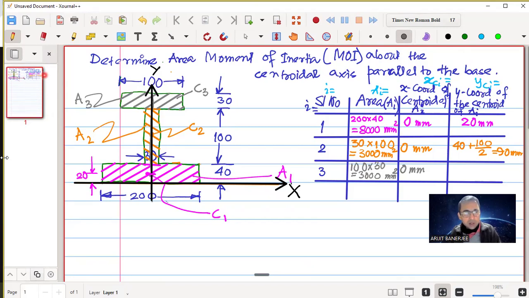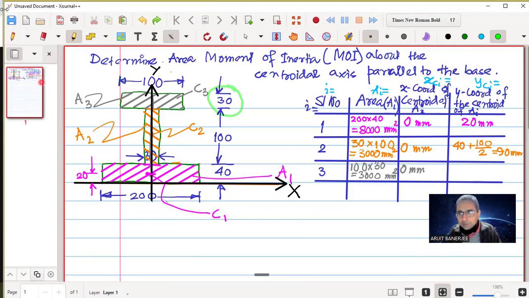And what is the y coordinate? Again, y coordinate will be the midpoint of this 30. So 155. Let me check. It is 40 plus 100 plus, yes, exactly. You are right. Exactly. So it is 40 plus 100 plus 30 by 2. So it is 155.